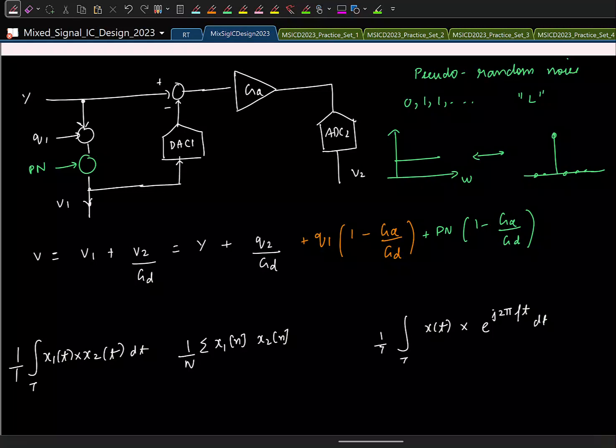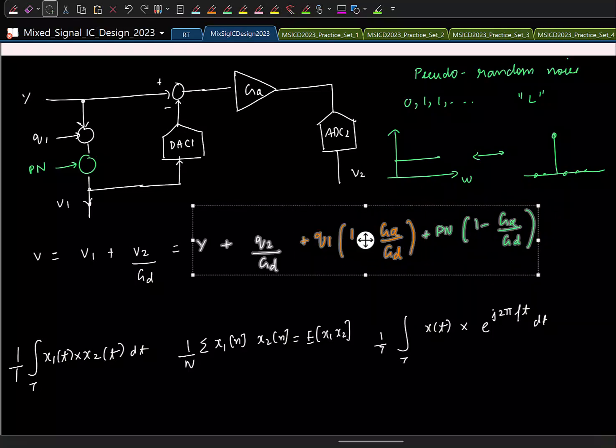I can represent it as the expected value of x1 times x2, because loosely speaking expectation is taking the average. Here I am finding the average of this. So now at least it is clear what I should do. I should correlate this output sequence with my PN sequence. So let's see what happens.